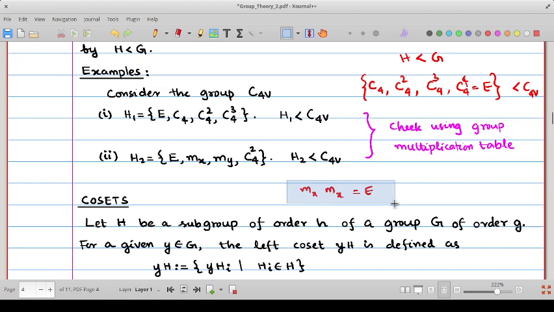Now other properties like associativity already follow from the fact that C4V under the same operation is also associative. And the inverse of mx is mx, the inverse of my is my, and the inverse of C4 square is C4 square. It can be easily seen then that H2 is also a subgroup of C4V, and there are other elements in C4V which are not in this subset, and therefore it's a proper subgroup of C4V.